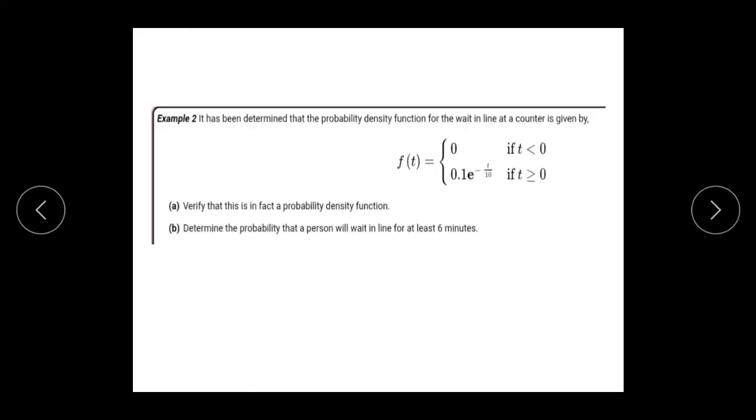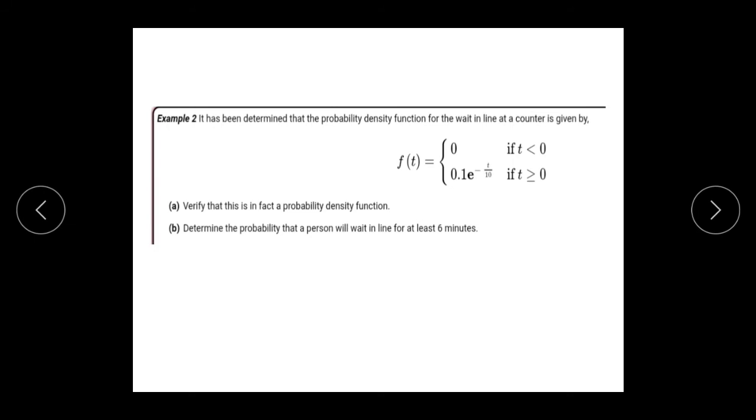So, example number 2. It has been determined that the probability density function for the waiting time in line at a counter is given by f of t is equal to 0 if t is less than 0.